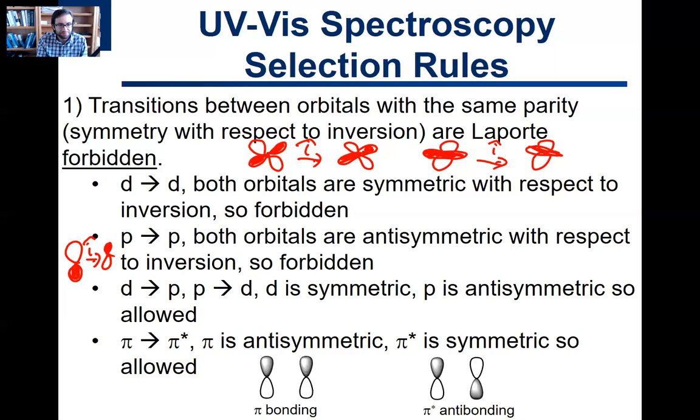That's Laporte allowed. You can also do this same sort of logic, not just with atomic orbitals, but with molecular orbitals. So say you went from a pi bonding molecular orbital that looks like this below, this would be u, right? This would be antisymmetric with respect to inversion because top left is dark, bottom right is white, so those are going to invert. Okay, this is going to be g, right? Because top left and bottom right are the same, and top right and bottom left are the same. So that would be an allowed transition, Laporte allowed. We went from u to g, we changed the parity.